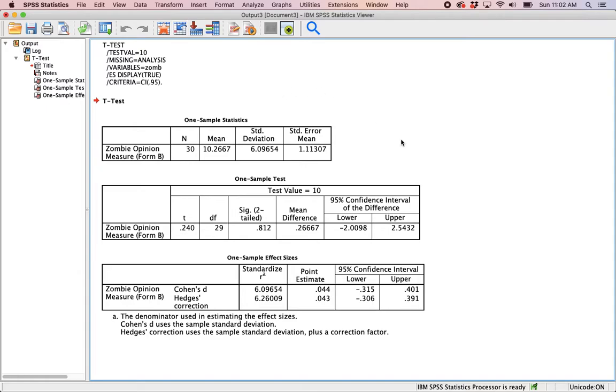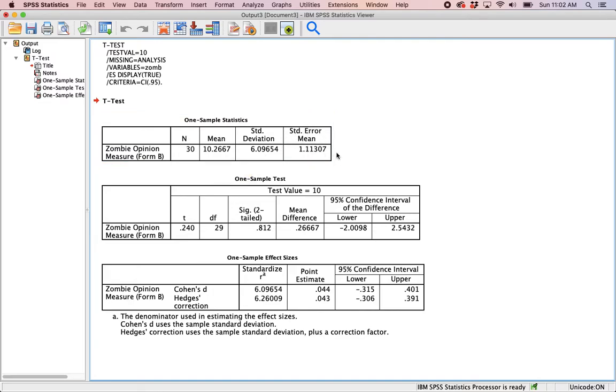All right, so here's our output. Let me just go through the tables. The first table is our table of descriptive statistics. So we've got N is 30. We knew that we had 30 participants. Here's their sample mean. Their average opinion on the zombie measure was 10.2667, with a standard deviation of about 6.09, and then a standard error of the mean.